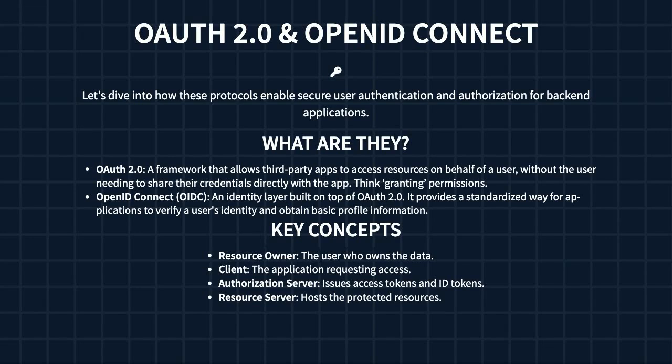Okay, so we're talking about OAuth 2.0 and OpenID Connect. They are super important for building secure backend systems. OAuth 2.0 is basically a way to let apps access your stuff without you having to give them your password directly. It's like giving an app permission to act on your behalf.